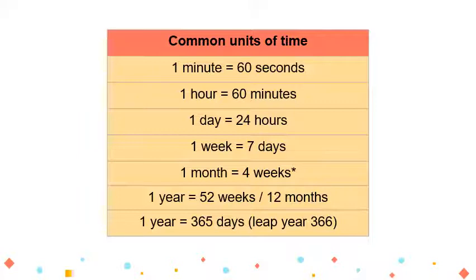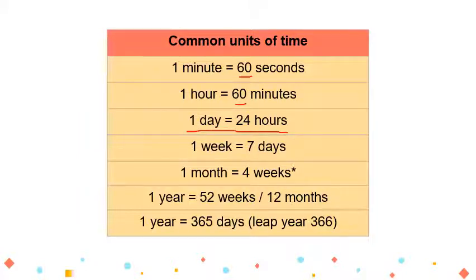So firstly, 1 minute equals 60 seconds. 60 minutes equals 1 hour. So we've got that 60-60 going on here. Then we know, as we covered on Monday, Tuesday, we've got 24 hours in a day.